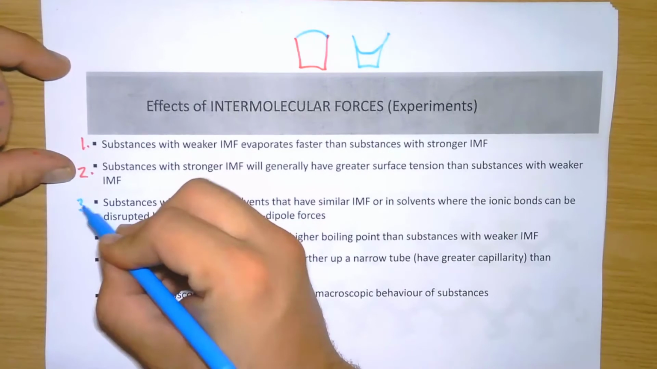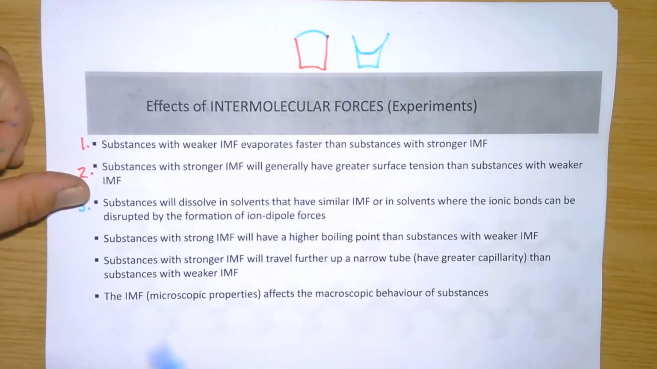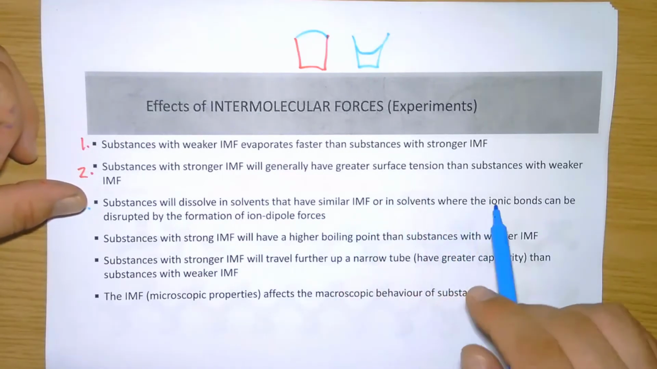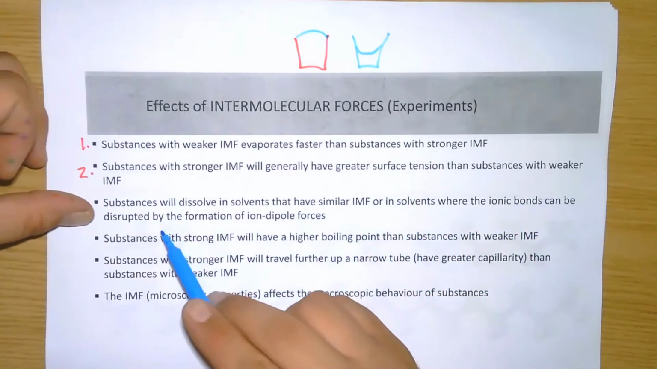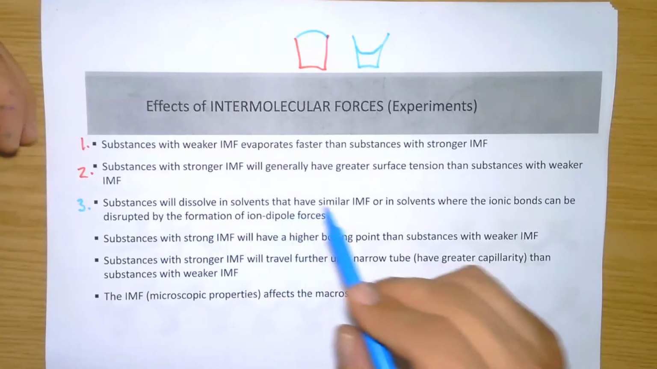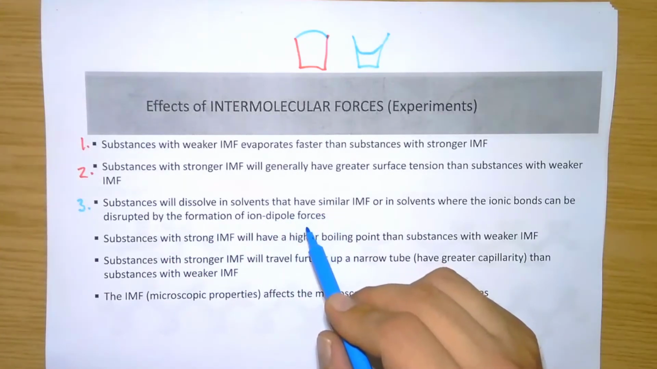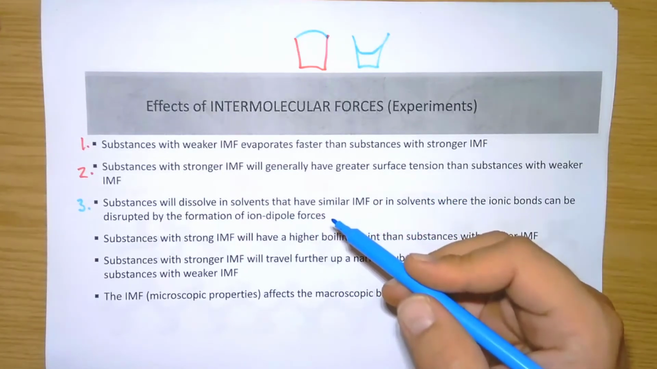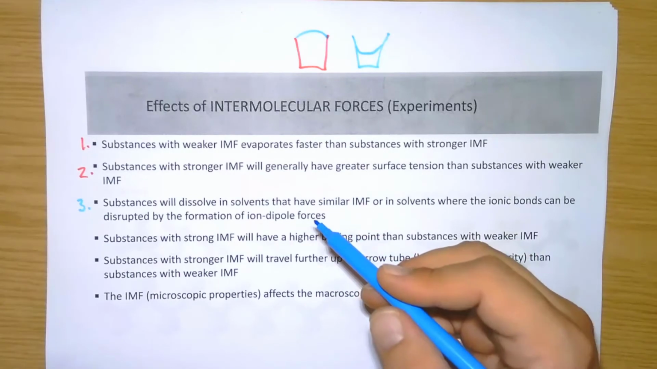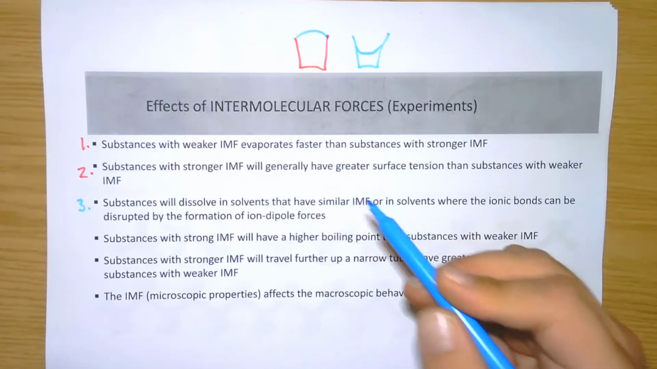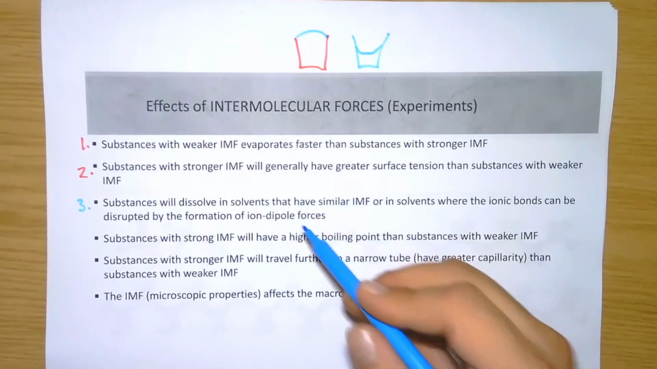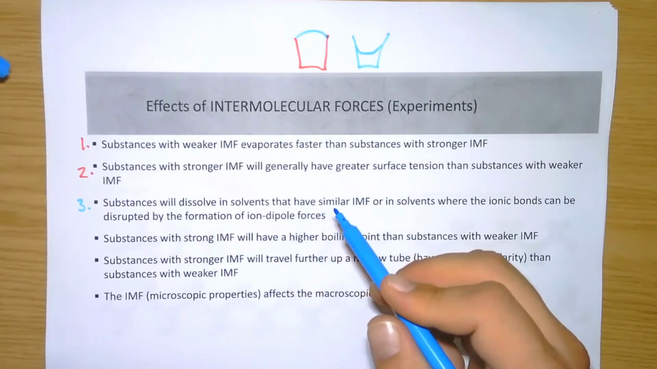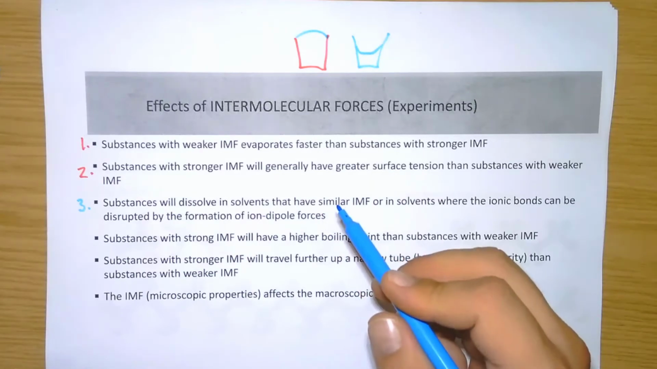Then number 3, substances will dissolve in solvents that have similar intermolecular forces, or in solvents where the ionic bonds can be disrupted by the formation of ion dipole forces. So it's very, very easy. Like dissolves in like. Okay, so polar will dissolve in polar, non-polar will dissolve in non-polar, and ions will dissolve in polar solutions. It's one of the reasons why water is such an incredible universal solvent.